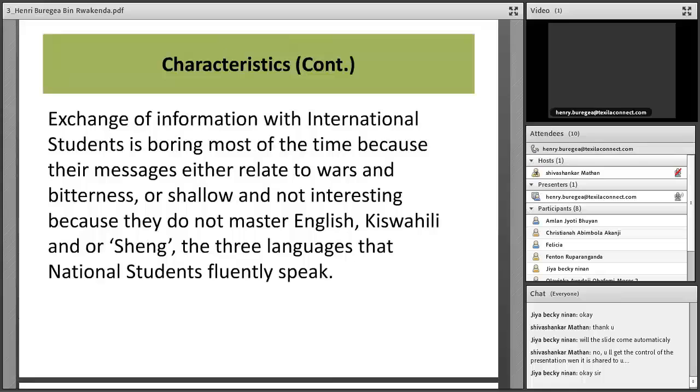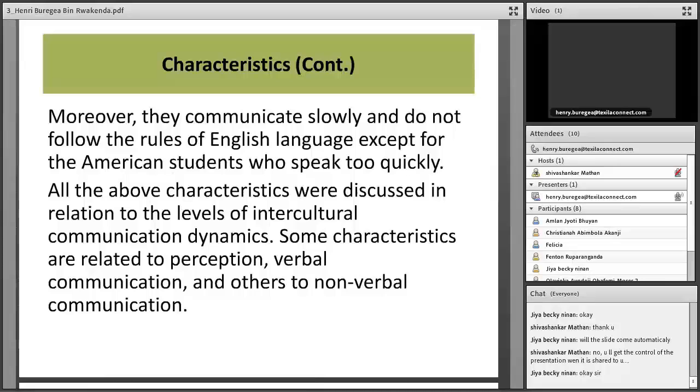Exchange of information with international students was viewed as boring by national students most of the time because their messages were either related to wars or bitterness of life, or on the other side, they seemed to be shallow and not interesting because they did not master English, Kiswahili, or Sheng or slang, the mix of both local and international languages that most students in Nairobi, especially national students, speak fluently. Moreover, they communicate slowly and do not follow the rules of the English language, except the American students, who speak too quickly. By the way, the study focused on students from more than 22 countries.